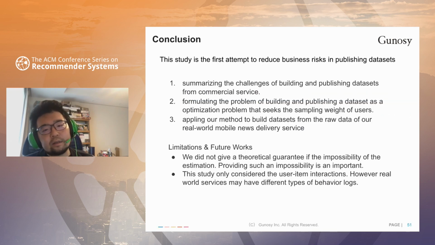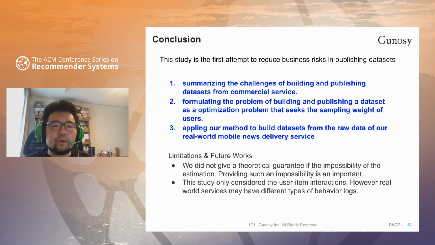Finally, I conclude our study and talk about the limitations and future work. Implicit datasets from commercial services are important to recommendation system studies. However, publishing a dataset is difficult due to some business risks. Contrary to this importance, this difficulty has not been discussed and its solution has not been proposed. In this study, we summarize the 3 challenges and propose methods to solve these challenges. We apply our method to build a dataset from our real-world mobile news delivery service. This study is the first attempt to reduce business risk in publishing datasets.